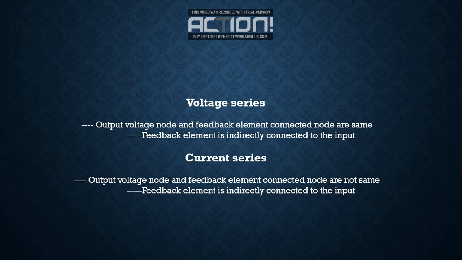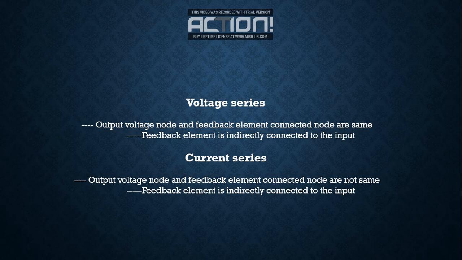For voltage series, it is the same way that we have done for voltage shunt, but here the feedback element is indirectly connected to the input. How will it be indirectly connected? We will discuss it later. Then in current series, the output voltage node and feedback element connected node are not the same, and at the same time the feedback element is indirectly connected to the input.